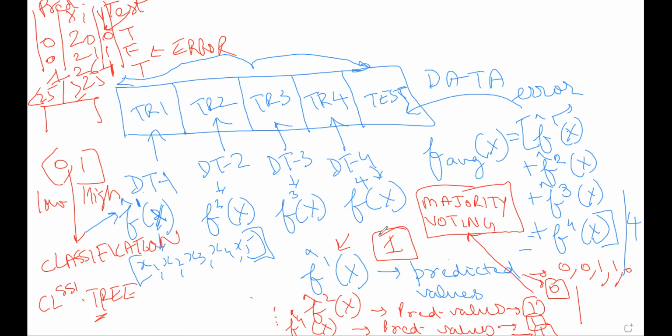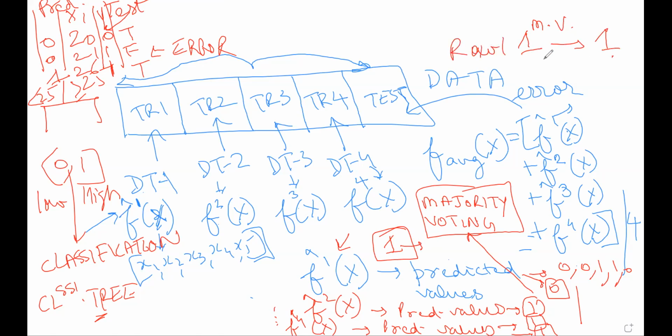You got the idea of how 1 is coming? Everyone is clear on this? Any questions? So for the test data you get a predicted value of 1. How does it come? Majority voting. The actual value is also 1. So you are doing perfectly well on row number 1.